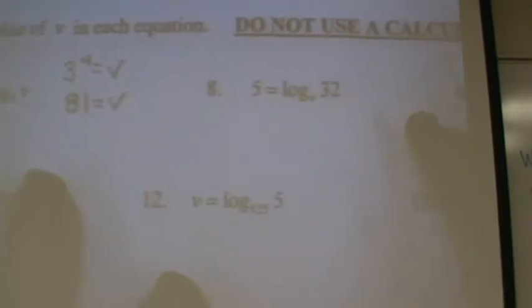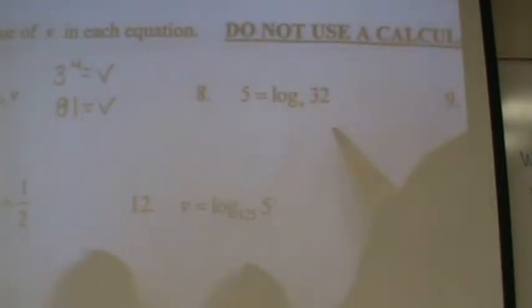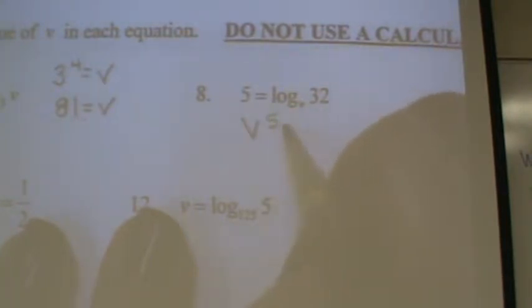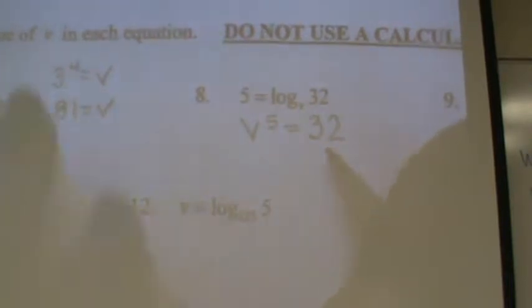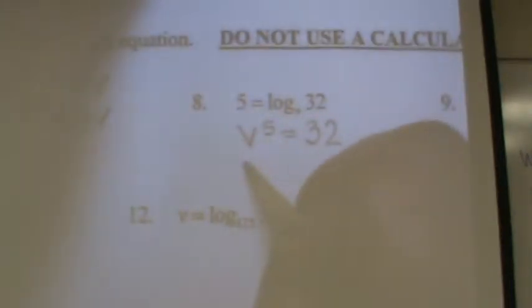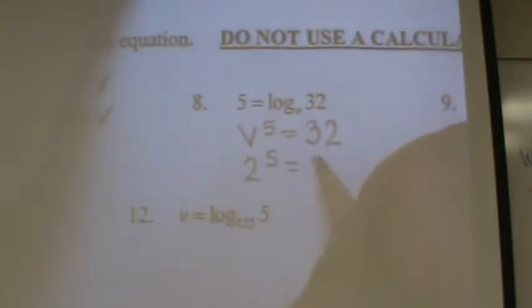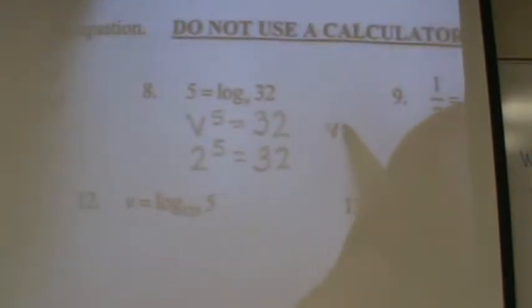Okay, how about number 8? Keep translating them and you'll get the answer. This one would be v to the 5th power is 32. Do you know a number that raised to the 5th power is 32? That would be 2. 2 to the 5th power is 32, so v is 2.